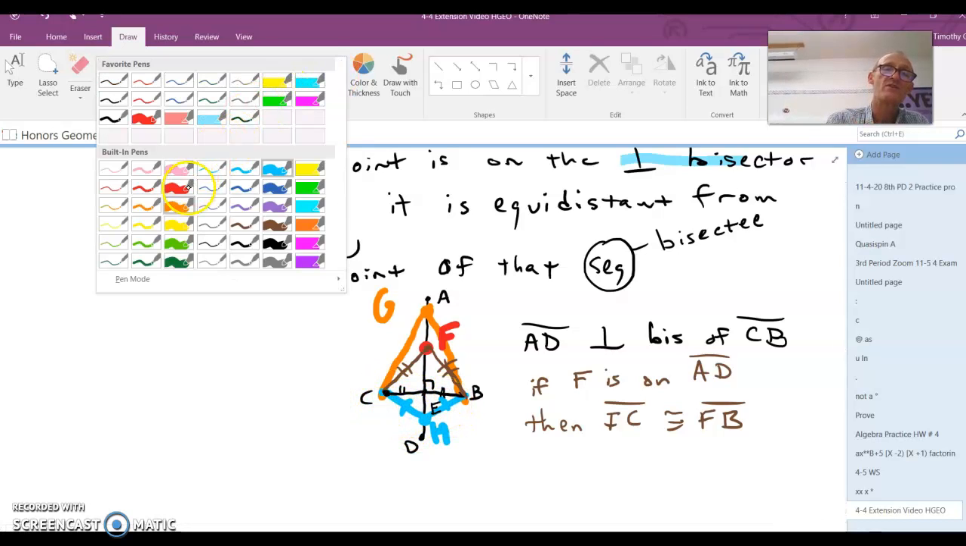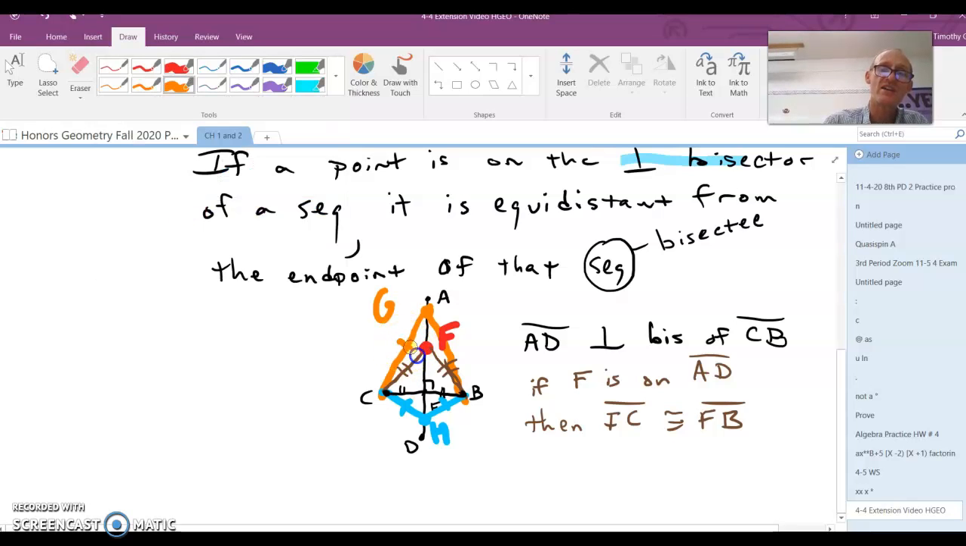All right, the same with this one. GC is congruent to GB. So if a point, and I did 3 points, on a perpendicular bisector, it's equidistant from the endpoints of that segment. That's the perpendicular bisector theorem. It's a pretty good one, okay?